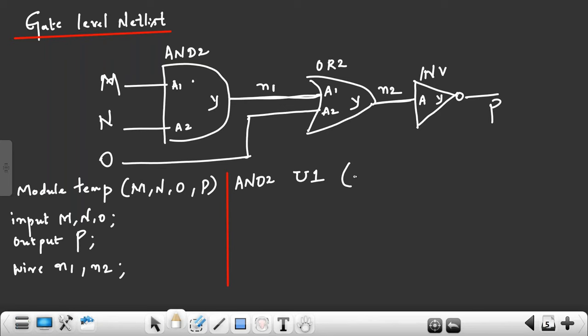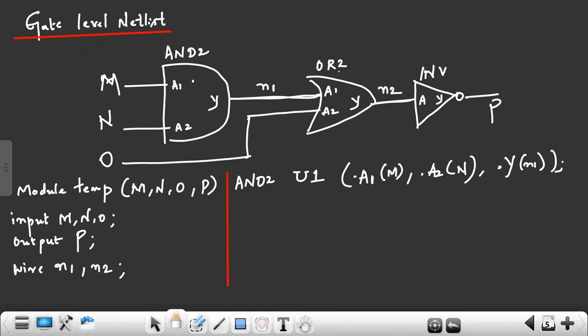Dot A1 means where the A1 pin is connecting. A1 pin is connecting to the M port. Where is A2 pin connecting? Dot A2. A2 pin is connecting to the N port. Next, where is the Y pin of this cell connecting? Y pin is connecting to the N1 net. Dot Y of N1.